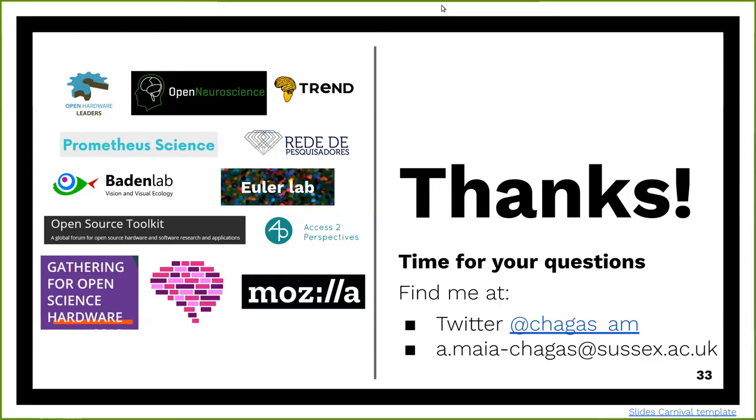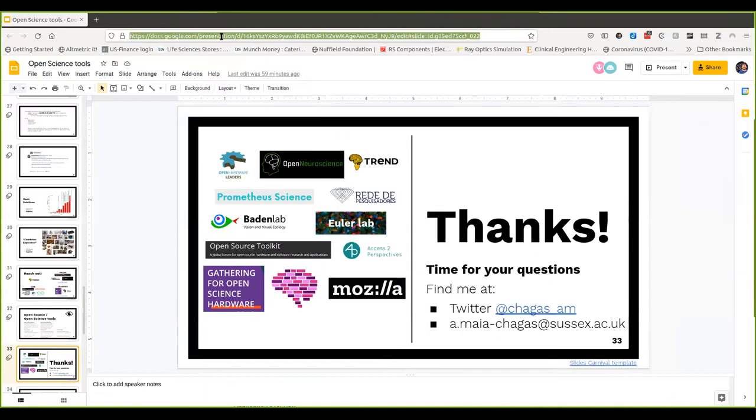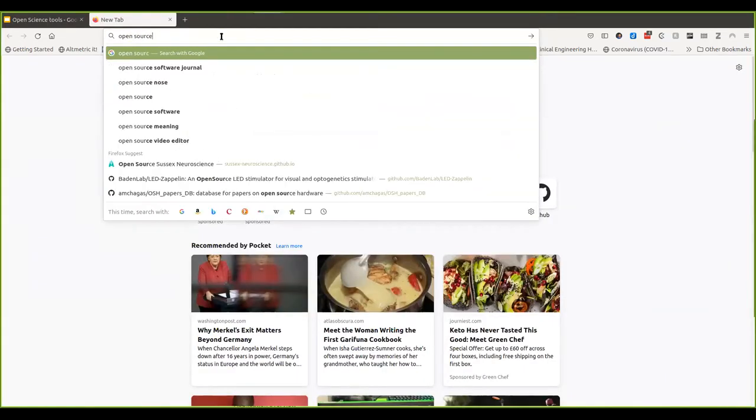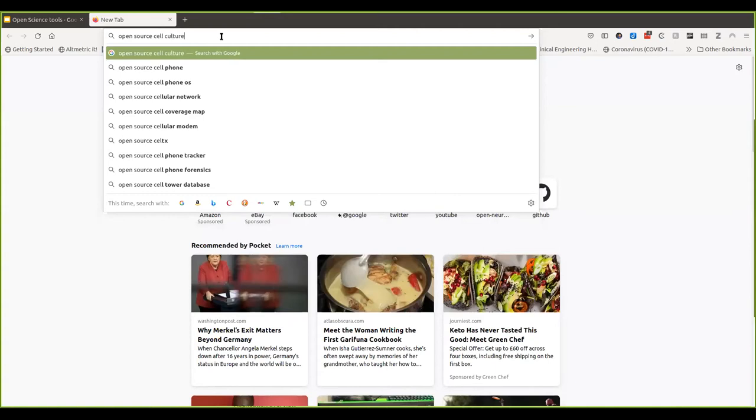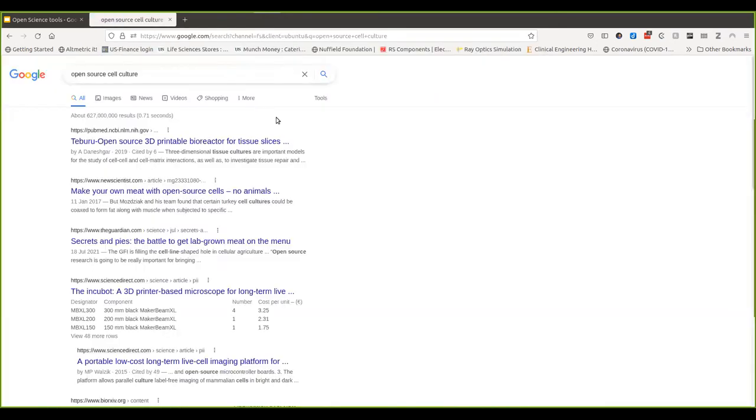Maybe this is a general point. A lot of the things I did when I started in this field some years ago was to just Google the term open source, and then whatever it is that I wanted to find. This is actually a very good way to start. Let's just try this. Just give me a second. So let's see, open source cell culture, which is what we're discussing here.